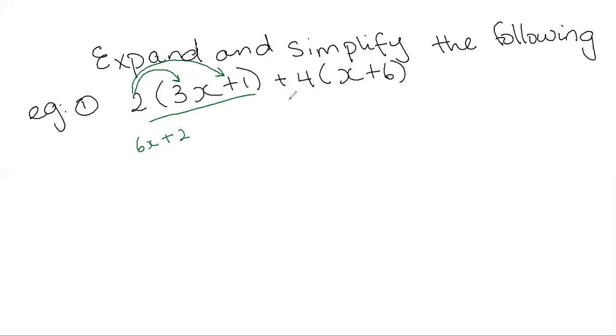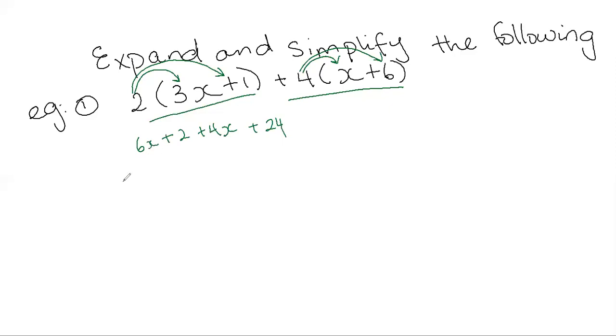Then we expand this bracket. So we get 4 times x is 4x. And then we have 4 by 6, which is 24, right? You don't really have to worry about the signs for this question too much because notice we didn't have any negative signs, right? So we're just going to multiply.